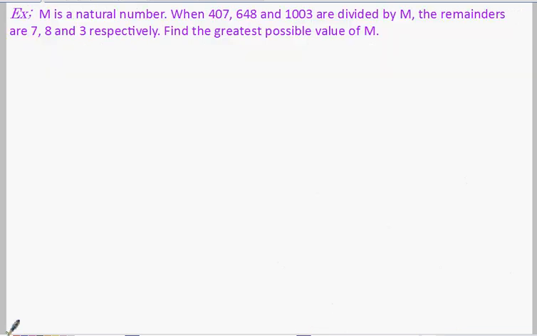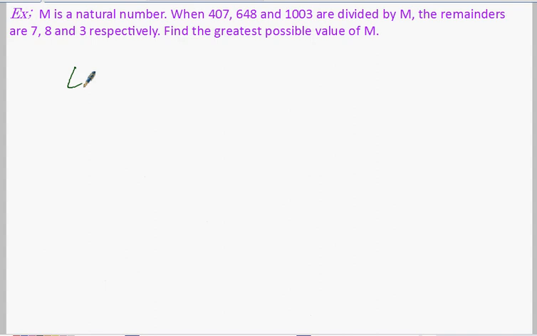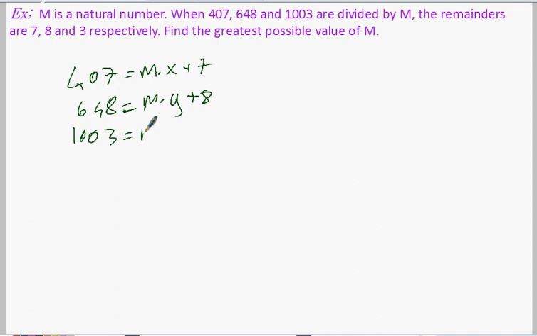So now let's come to the question that you asked. This is one of those types. Let's try to figure out which type it is. m is a natural number. So we have big numbers and we are trying to divide by m. This is the first type. The left sides will be numbers: we divide 407 by m, there is a result, and the remainder is 7. Then 648 by m, there is a result, and the remainder is 8. And then 1003, there is another result, and the remainder is 3.